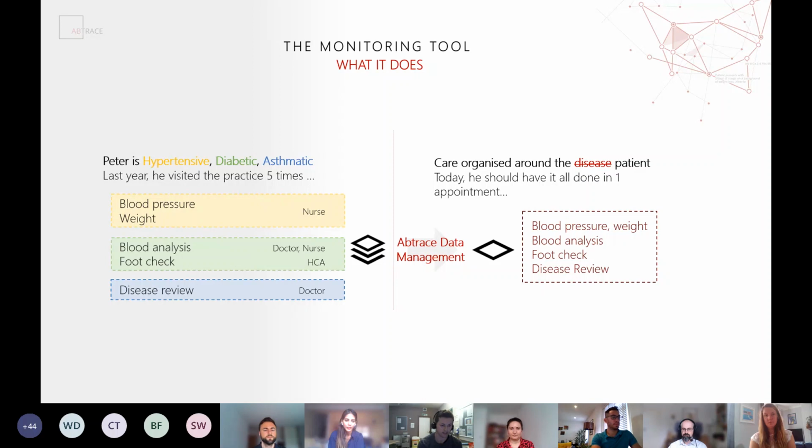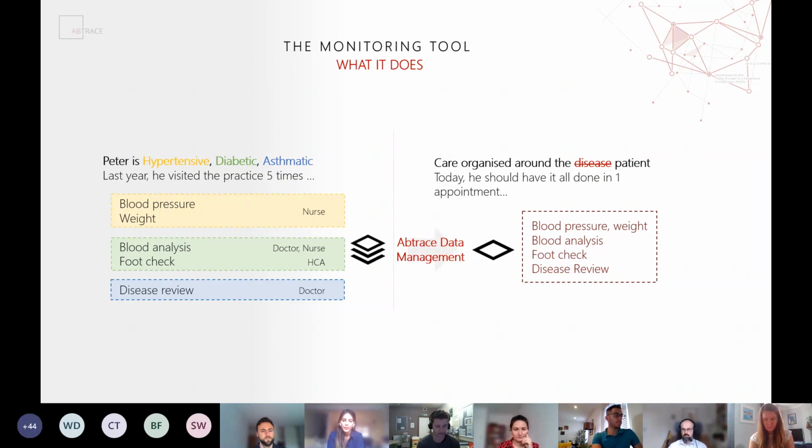Our example patient portrayed on this slide might be hypertensive, diabetic, asthmatic. For each of those three conditions, they need various things doing, and they may end up visiting the practice multiple times for those. What the tool aims to do is facilitate them visiting the practice at the right time.